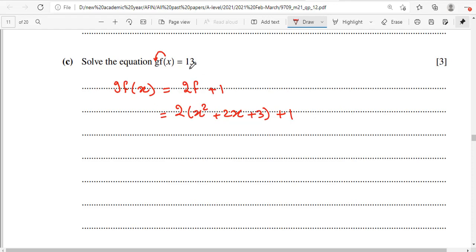Let's get gf(x). Then after simplification we set this equal to 13, then we solve. It's going to be 2x squared plus 4x plus 6 plus 1. Plus 6 plus 1 is plus 7, and then we say this is equal to 13. So 2x squared plus 4x plus 7 equals 13. And to be able to solve, we need to send 13 to this side and it becomes negative.